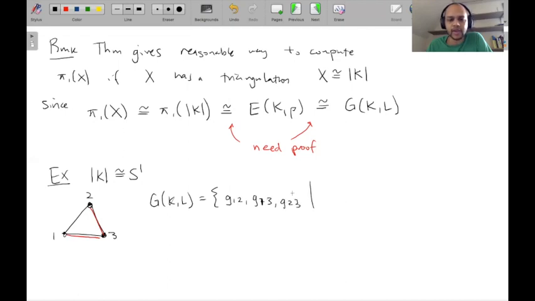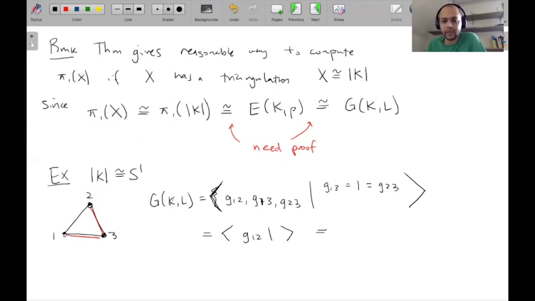And the relations: G_{1,3} is 1, which is also G_{2,3}. And then G_{1,2}, G_{2,3}... Oh no, sorry, that's it. There are no faces, so this is the only relation. And again, this is G_{1,2} with no relations, so that's Z.